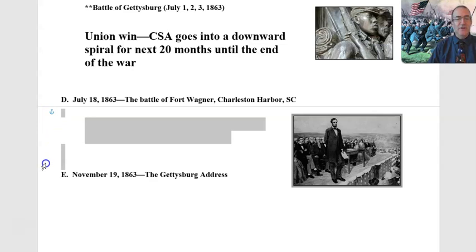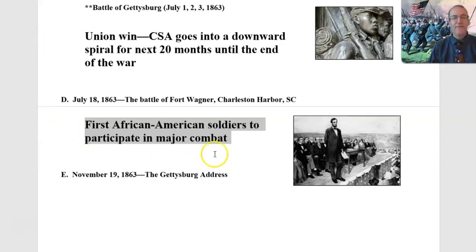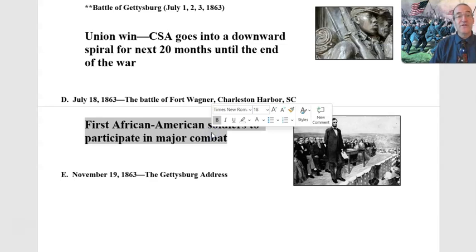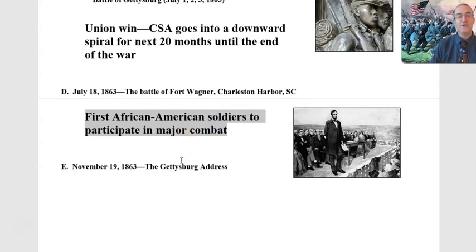Two other things that are big turning points that I'd like you to put on your paper right now include the Battle of Fort Wagner in Charleston Harbor, South Carolina. The war started at Fort Sumter in Charleston Harbor. Well, the Union side decides they're going to take Fort Sumter back in the summer of 1863. African-American soldiers are for the first time ever allowed to go into combat as American soldiers.